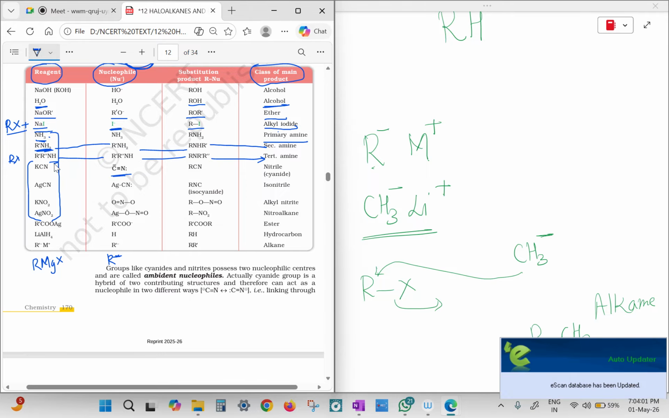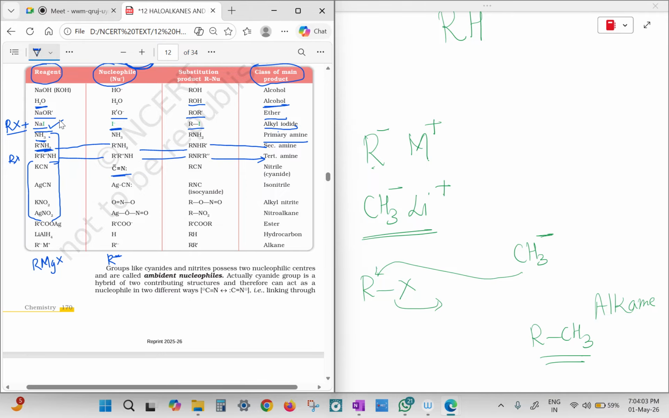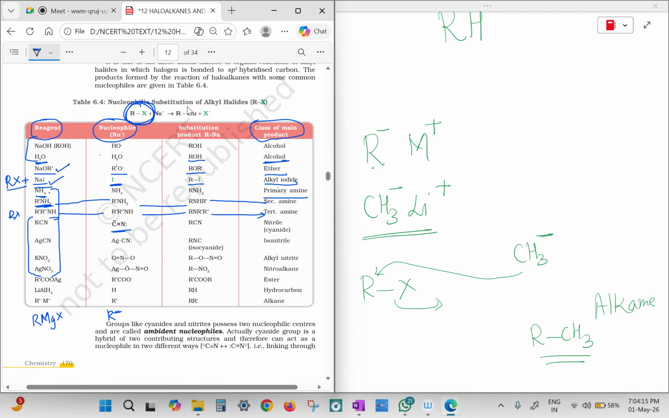These 3 you will see in the last lesson also. This is Finkelstein. This is second lesson's Williamson synthesis. This is this lesson's hydrolysis. Okay, all these are examples of nucleophilic substitution on alkyl halide.